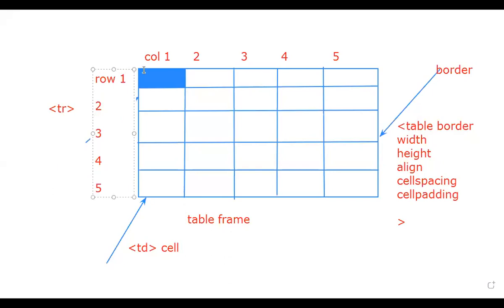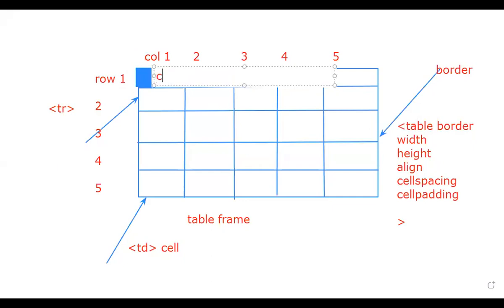Now, when I'm talking about this point, guys, which is my central point, what is it? This is a combination of column number 1 and row number 1. So this particular area is called as what, guys? It is called a cell.